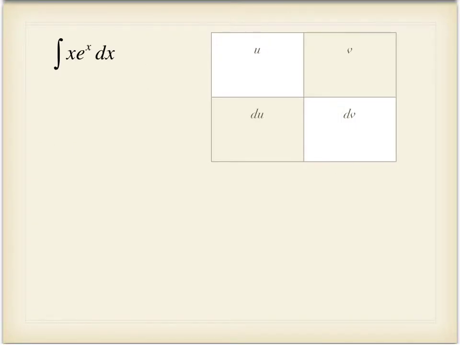Alright, so here's my first example here. And notice it's the integral of x times e to the x dx. It's a product. They're two unrelated terms. Now, this box might be kind of helpful in helping us figure these out.